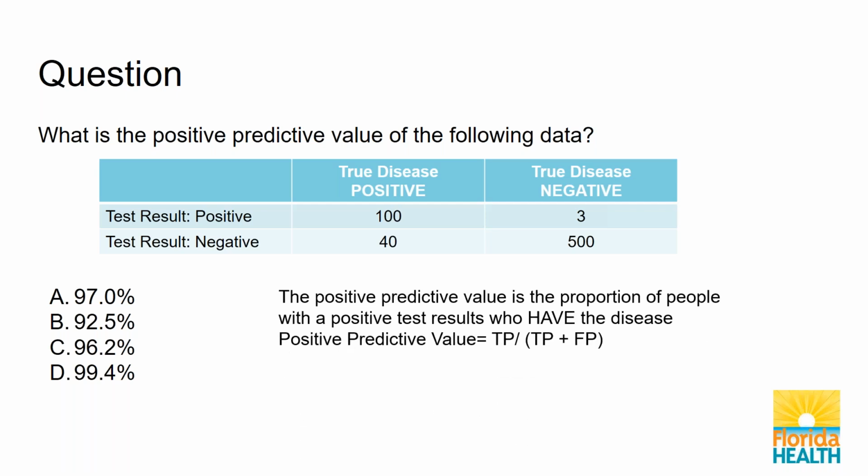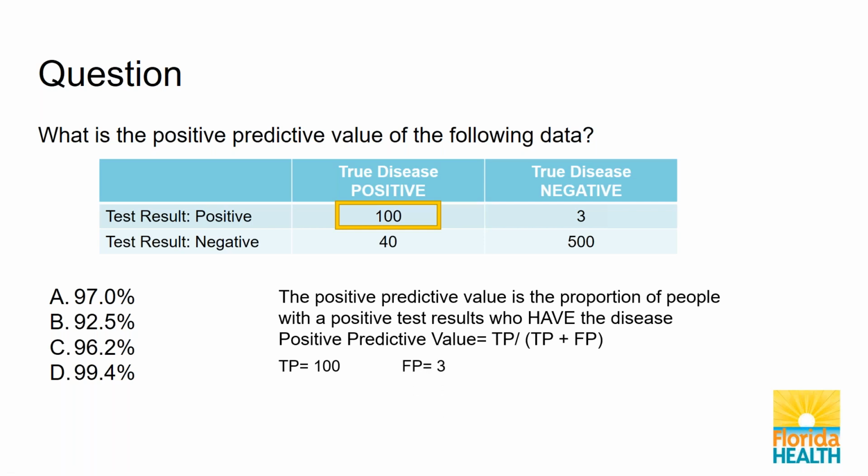Okay, so let's start working through this. The positive predictive value is the proportion of people with a positive test result who have the disease. And the equation for the positive predictive value is going to equal true positives divided by true positives plus false positives. So our true positives is going to be 100 because these are the people who actually have the disease, right? They actually have the disease and their test result was positive. So that's our true positive.